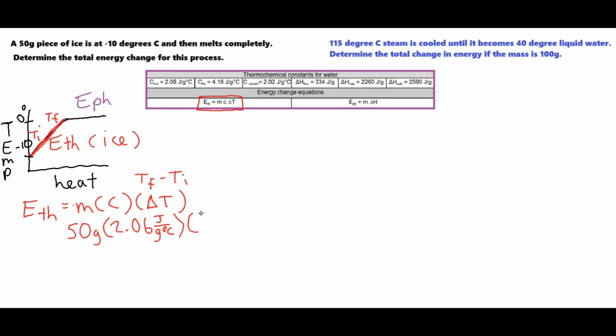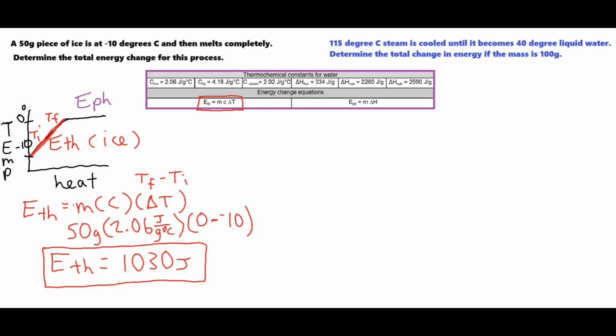So our final is going to be 0. And we are going to subtract negative 10 degrees from that. Okay, so 0 minus negative 10 is basically just going to be positive 10. So we're going to take 50 times 2.06 times positive 10. And then we have an E_TH value of 1,030 joules. All right, so that's how much energy is absorbed by the substance in order for its temperature to increase from negative 10 to 0 degrees in its solid form.